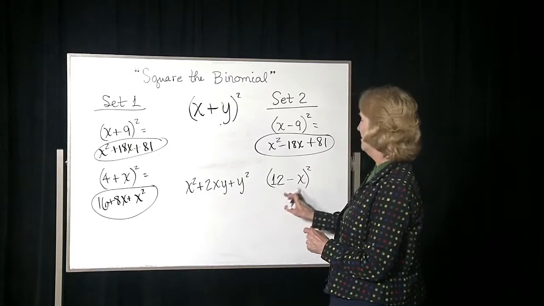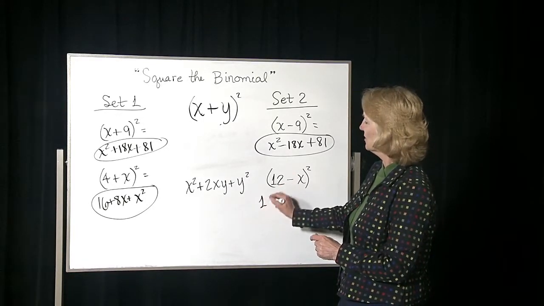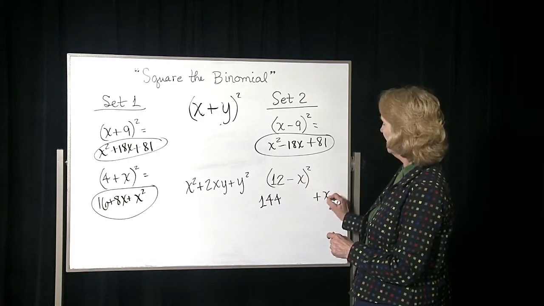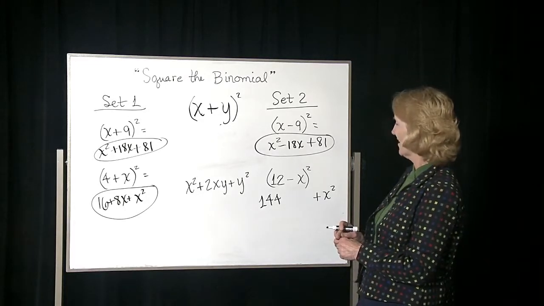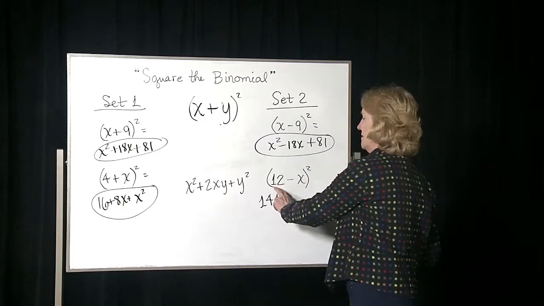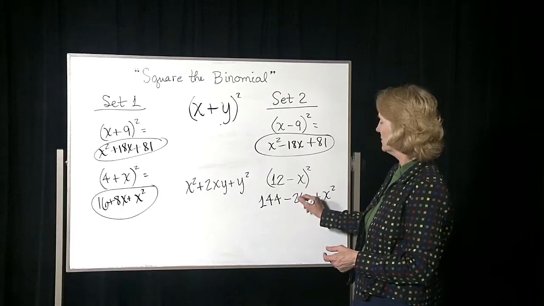Next one, we have 12 minus x squared. We get square of the first term, 144, square of the last term, a negative x times a negative x is a positive x squared. First times last doubled. Minus x times 12 would be a negative 12x, double it, get a minus 24x.